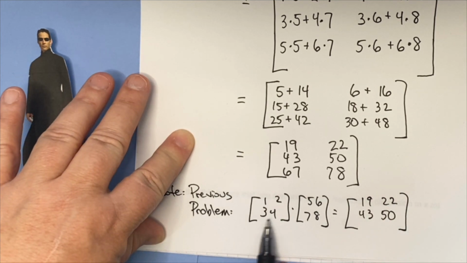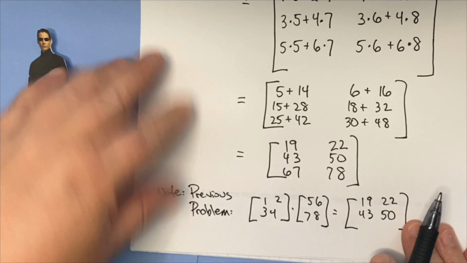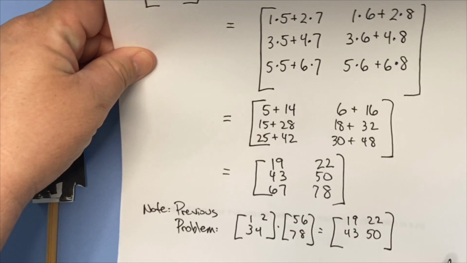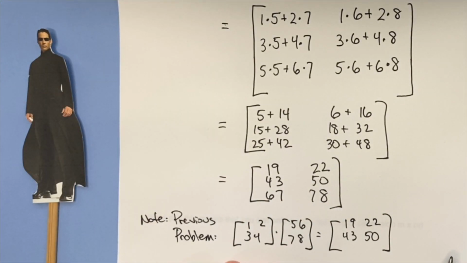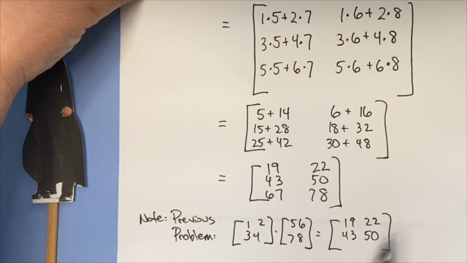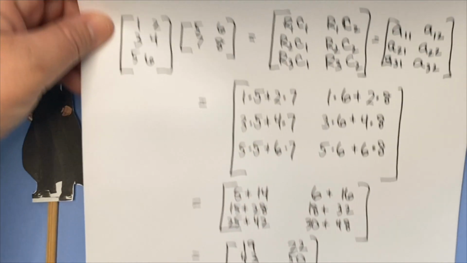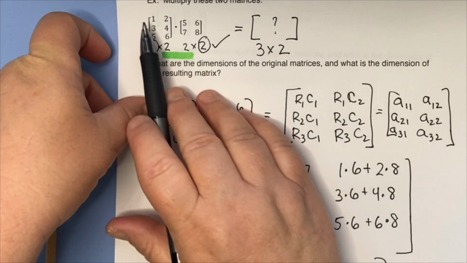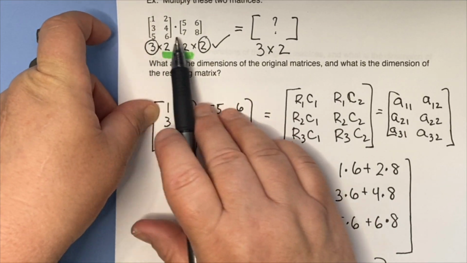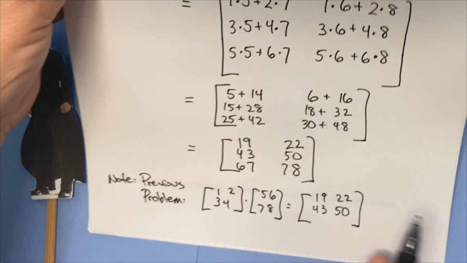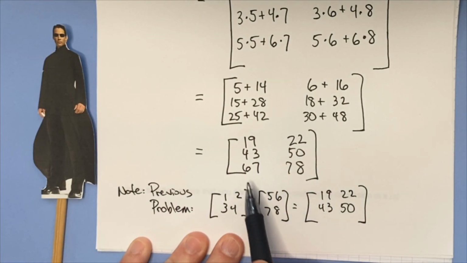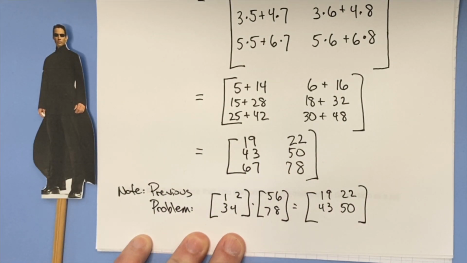Right, that was a 2 by 2 times a 2 by 2, and we got another 2 by 2. So how is that related to this one? Well, notice that this matrix reappears here. We just have an additional row. So let's look at what happened. I had 1, 2, 3, 4 in the previous problem. This time I have 1, 2, 3, 4, 5, 6. So I added an additional row. And what does that do to my product? It just adds an additional row to the product.